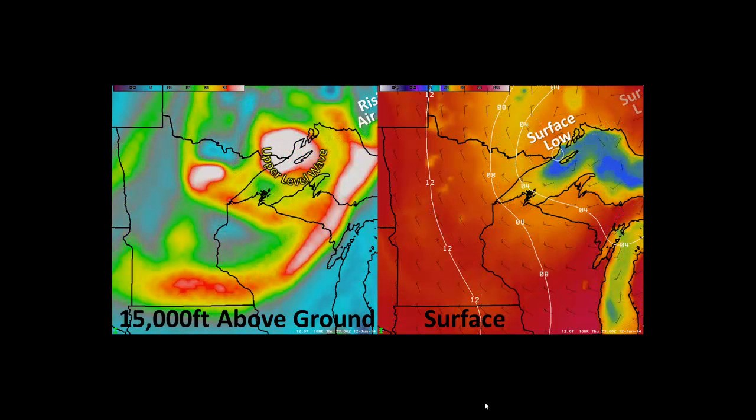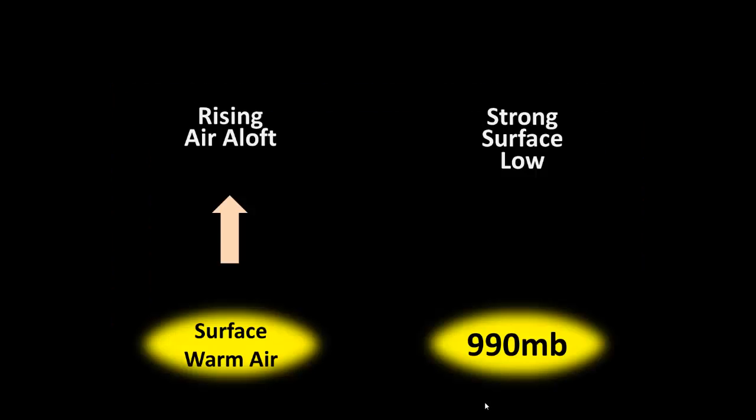This last image shows the weakening surface low near Thunder Bay, Canada, with the rising air to the northeast in south-central Ontario. So why is that?